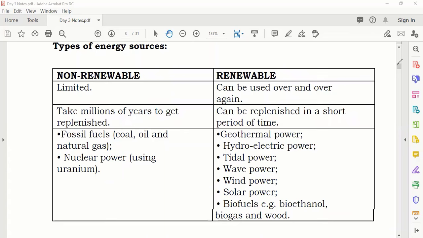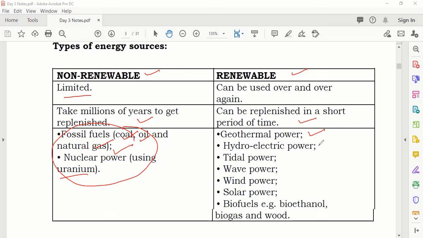So again, the difference between non-renewable and renewable: non-renewable means you cannot use them again. They are in a limited quantity. Renewable, you can use them again and again, and non-renewable resources can take million years to produce, while renewable ones take a short time to produce. Examples of non-renewable are fossil fuels like coal, oil, natural gas, and nuclear power like uranium, because once you use them, you cannot use them again.